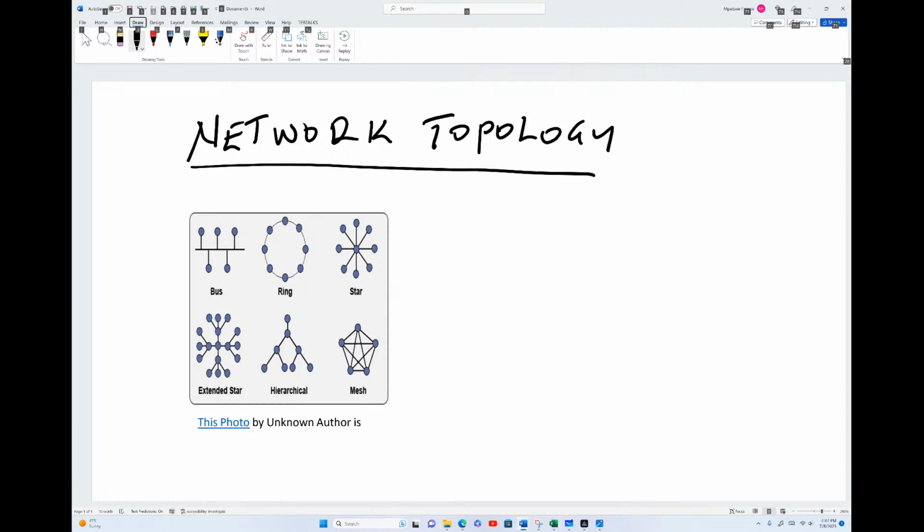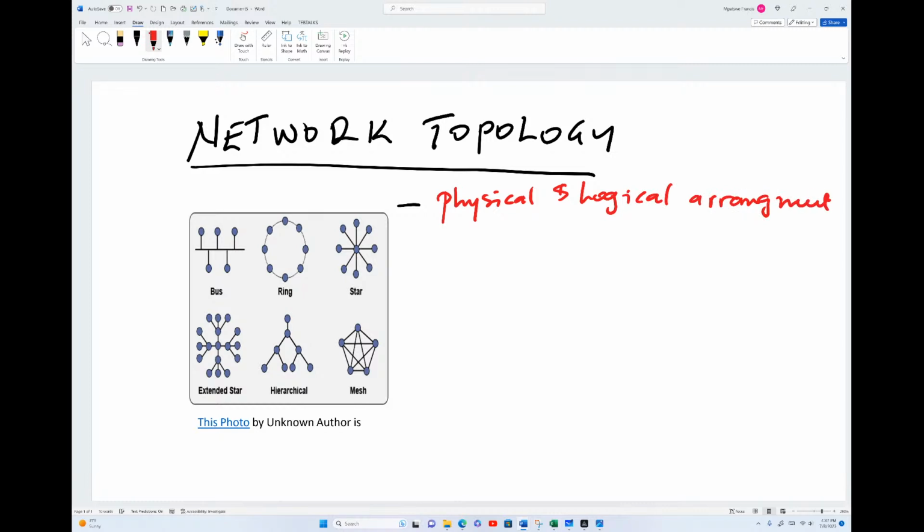So when I talk of network topology, this is the physical or logical arrangement of devices and connections in a computer network. Here we talk of what we call the physical and logical arrangement. So how computers are arranged in a network, physically and logically, how different devices are arranged in a computer network.